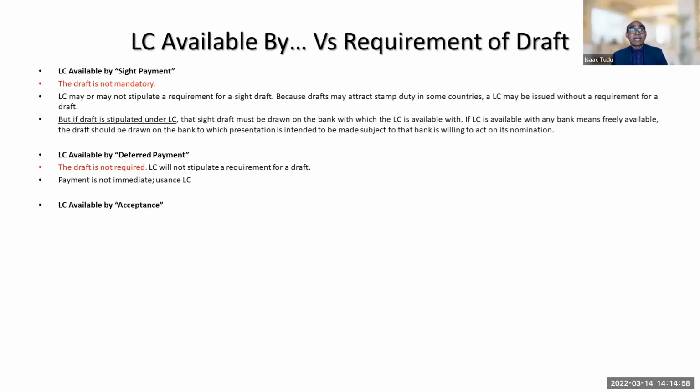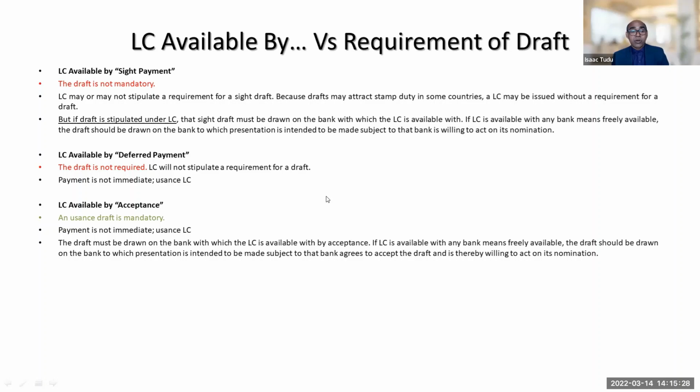Next is LC available by acceptance. In this case, a usance draft is mandatory. Payment is not immediate, and it is also a case of a usance LC. So in case of LC available by deferred payment, a draft is not needed at all. But in case of LC available by acceptance, a draft is mandatory.